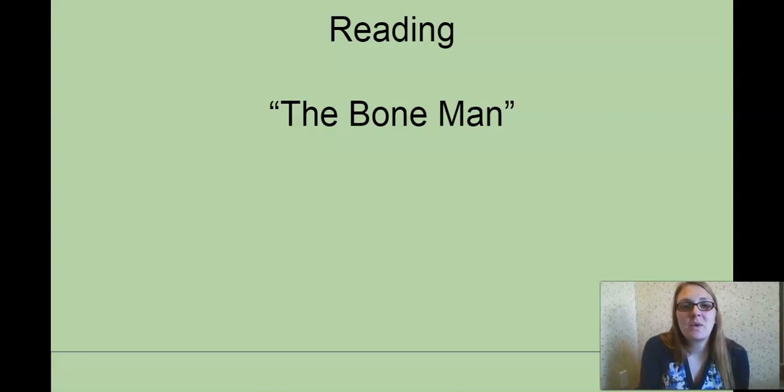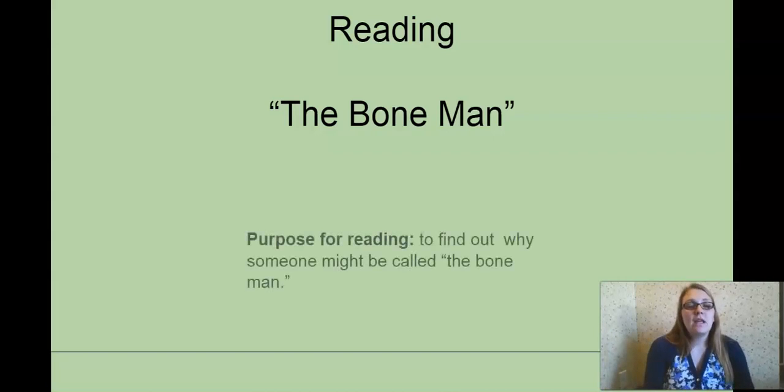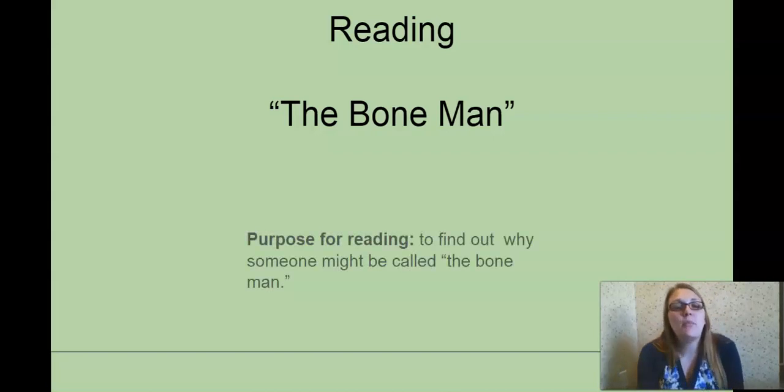Okay, now it's time to switch to the reading portion of our lesson. We have read all about Kate and Nan going camping with Max and Jake. In our last story, Max and Kate found a bone, and they were going to find an expert to see what kind of bone it was. So this story is called The Bone Man. Our purpose for reading is to find out why someone might be called the Bone Man. Why would somebody, they were looking for an expert, why would somebody be called the Bone Man? Think of ideas and let's see if we're correct.